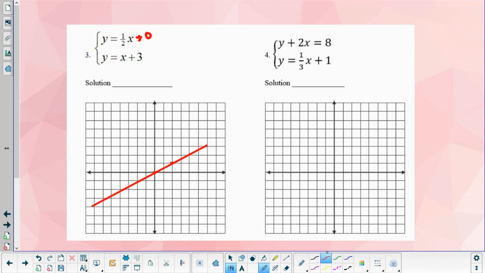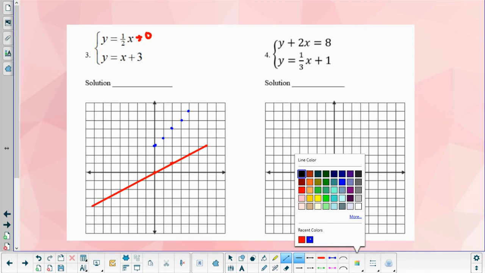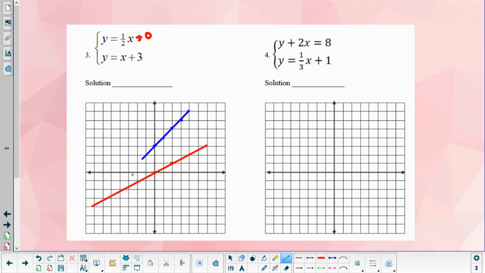And then for my second line, I'm going to start at +3. And I'm going to go up 1 and right 1. Up 1, right 1, up 1, right 1, because my slope is 1. And I'm going to go ahead and connect those dots. And I can tell they're going to intersect right here. And that ordered pair, let's see what it is. 1, 2, 3, 4, 5, 6. So -6 is my x. And my y looks like it's -3.